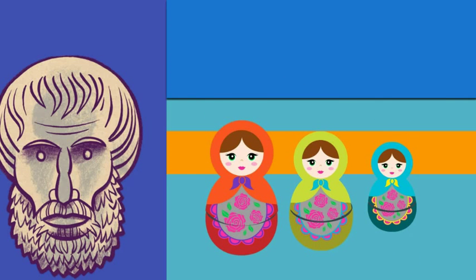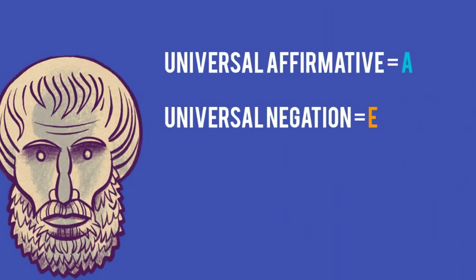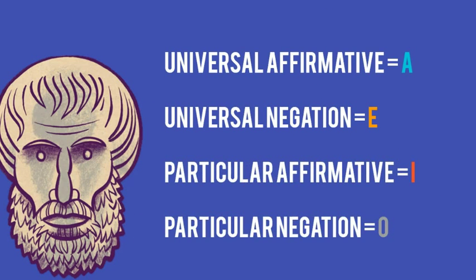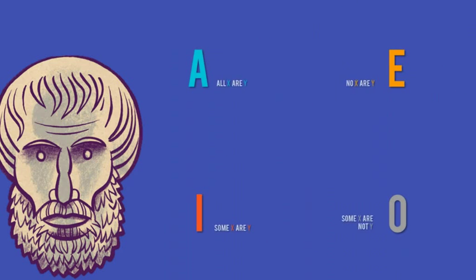All right. So, Aristotle tells us that there are four types of declarative statements: universal affirmative, universal negation, particular affirmative, and particular negation. And he labeled each one A, E, I, and O, respectively. So, a universal affirmative would be something like all X are Y, and a universal negation would be no X are Y, and a particular affirmative would be some X are Y, and a particular negation would be some X are not Y. Got it?